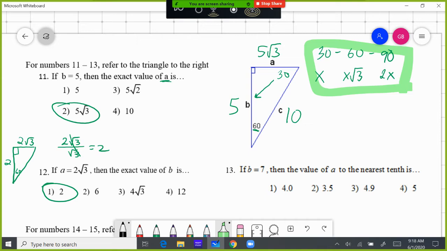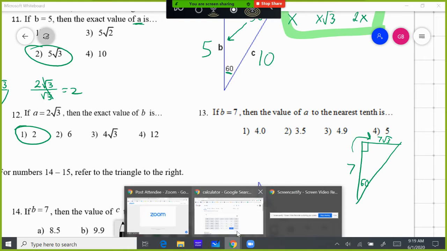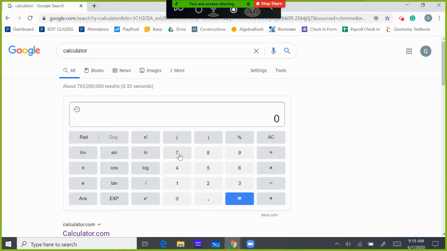Okay, 13. If B is 7, let me draw another triangle for this one. B is 7. To find A, so to find this one, you multiply it by the square root of 3. And then find the value of A to the nearest 10th. So go ahead and use the calculator to multiply that. The Google calculator is fine.